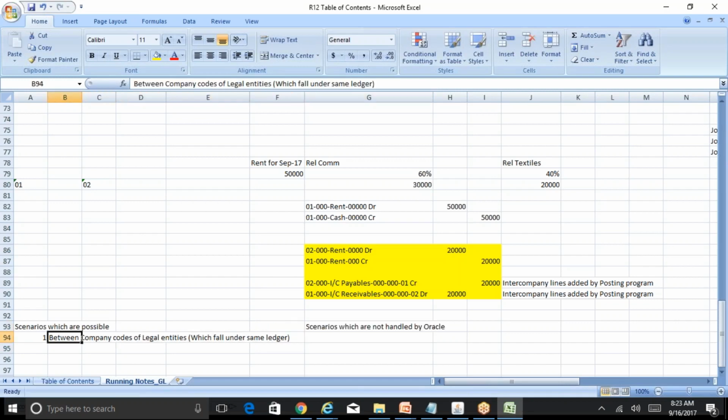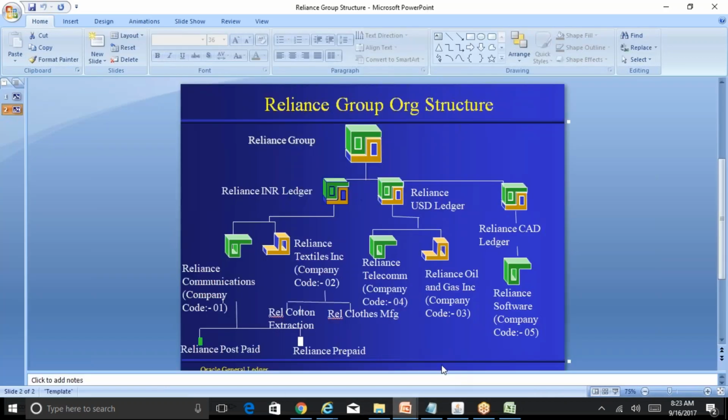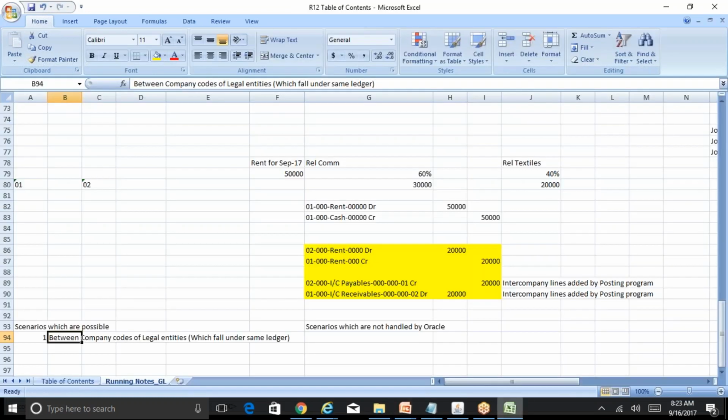Okay, so that means, what will be the example? Tell me. Between company codes of legal entities which fall under the same ledger. So based on this, can you tell me what is the example? 01 and 02. Exactly. So 01 and 02 is one example.